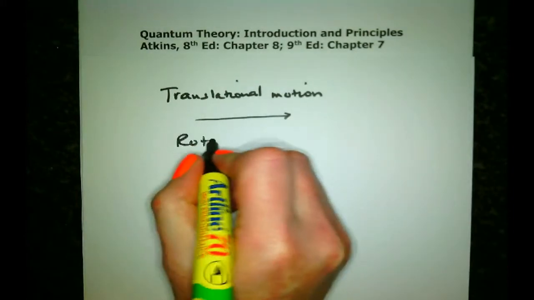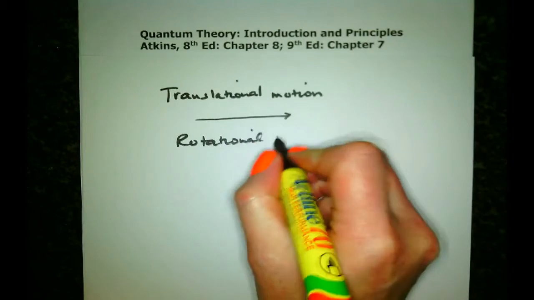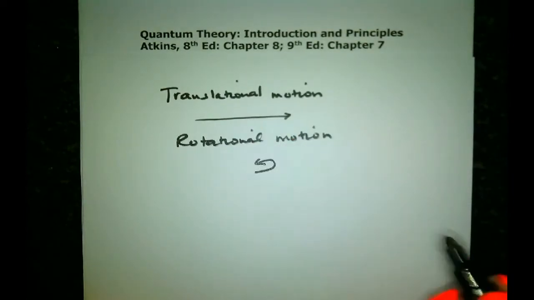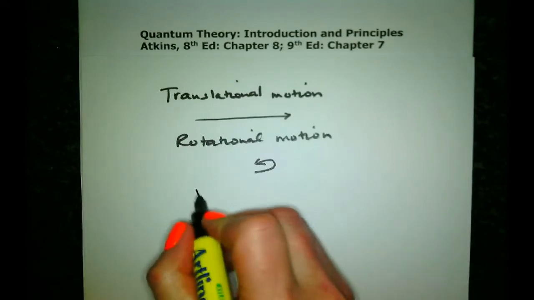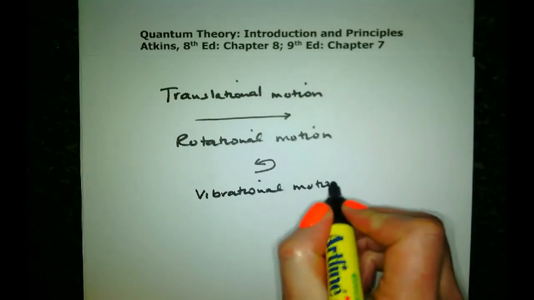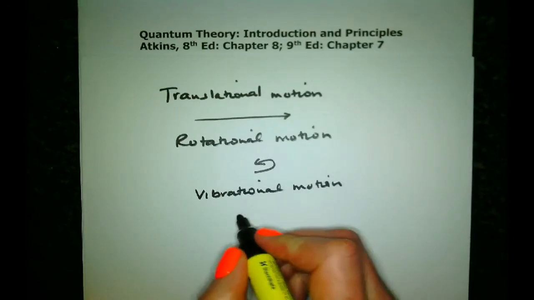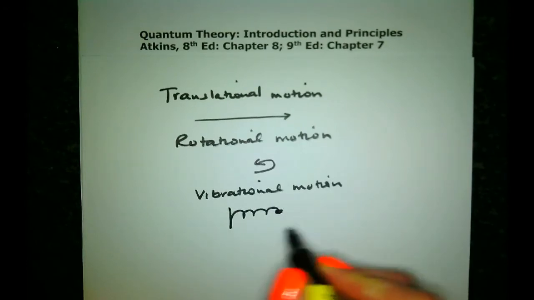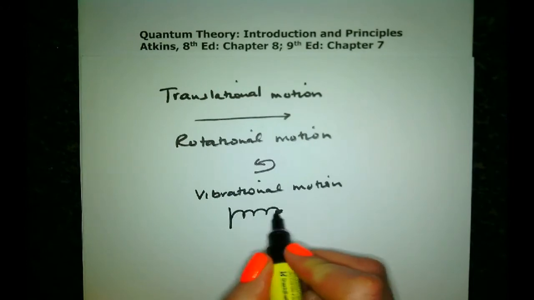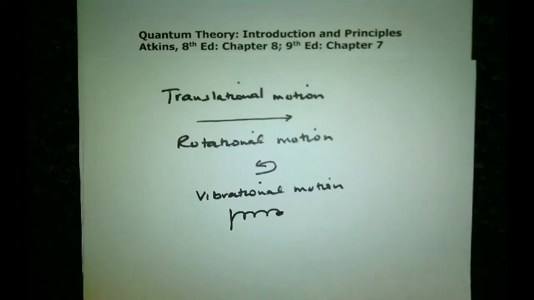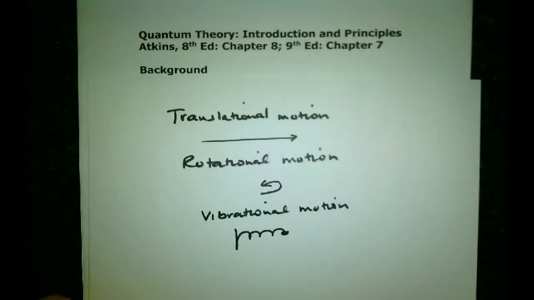Then we have rotational motion, and you all know what that means, something that rotates. And we also have vibrational motion, which we can imagine as something vibrating on a spring forwards and backwards. So these are the three types of motions that we are going to look at.